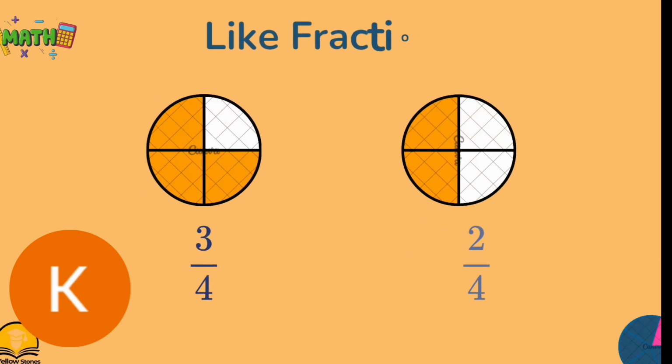We have like fraction and its illustration. You can see from the illustration 3 over 4 is a like fraction to 2 over 4, simply because the denominators are the same. So we're going to come to the end of this part.